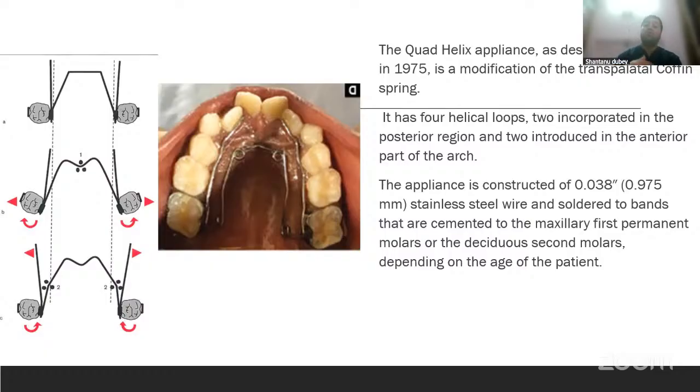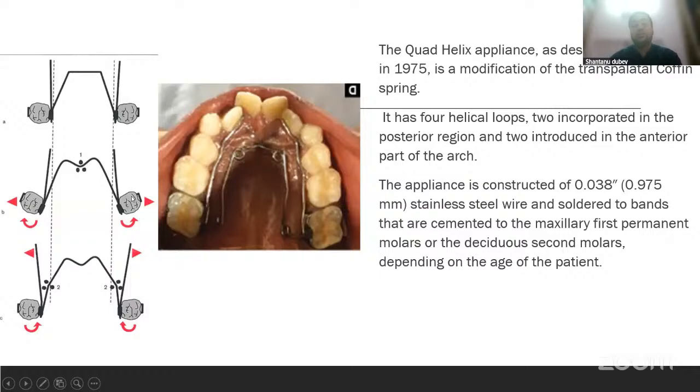So there are many ways of activation of quad helix. So I just want you to remember the facts. Ricketts was the one to give you quad helix in 1975. It was a modification of a coffin spring. So it is playing the same role, right? Slow expansion. It has 4 helical loops, 2 incorporated in the posterior region, 2 incorporated in the anterior region. The appliance is constructed with 0.38-inch stainless steel wire. Bands are soldered, right, on the deciduous second molars or maxillary first permanent molars, okay, depending upon the age of the patient.